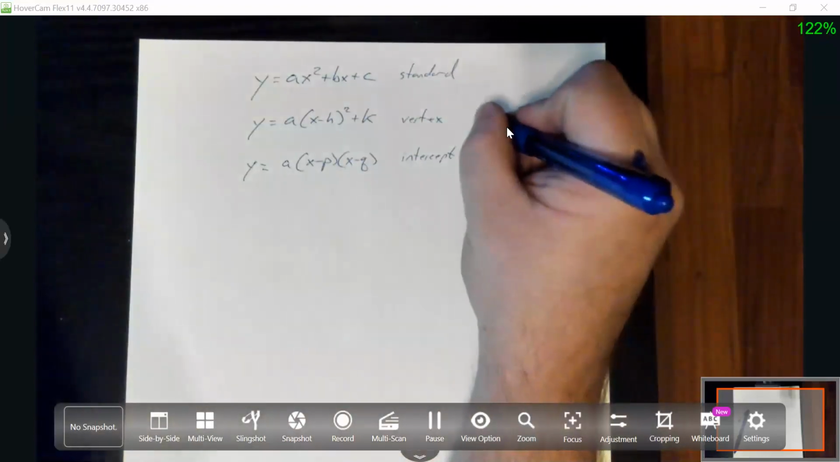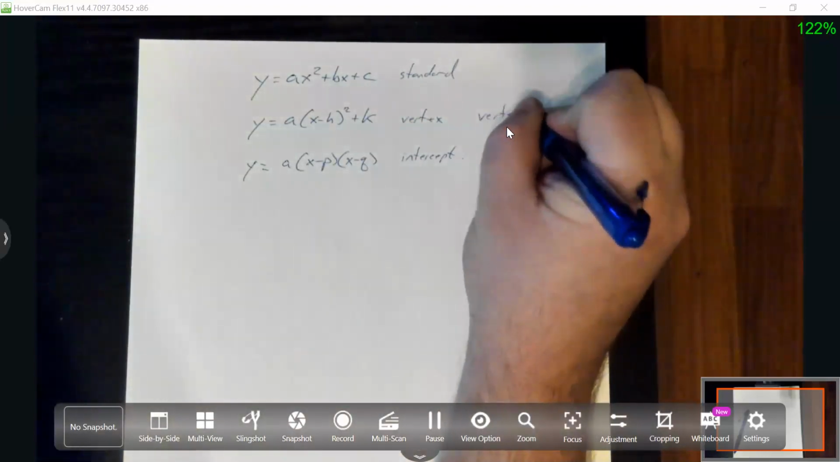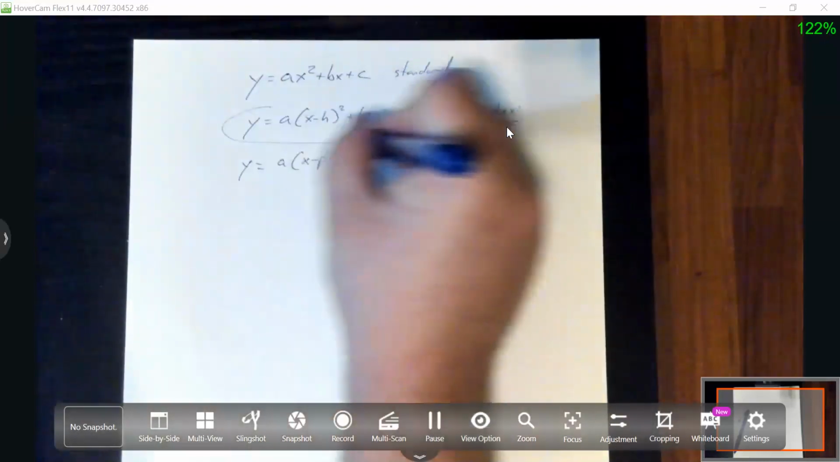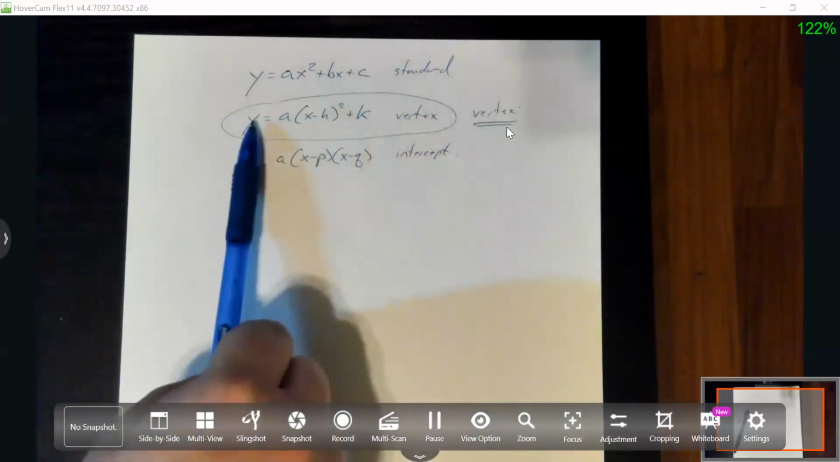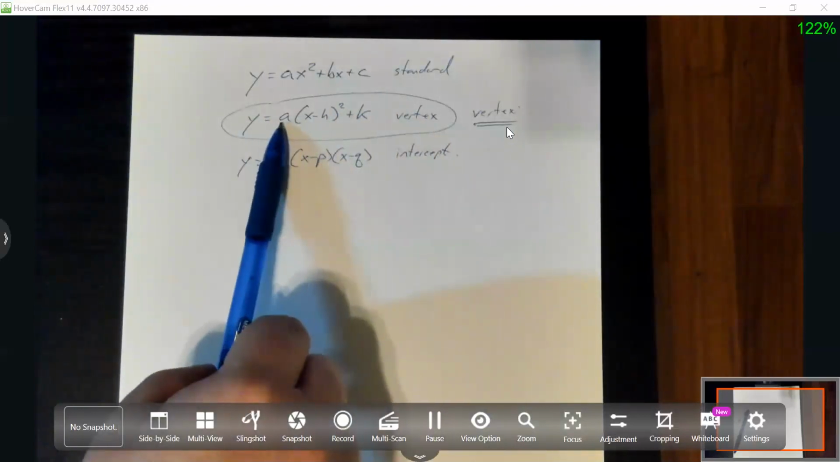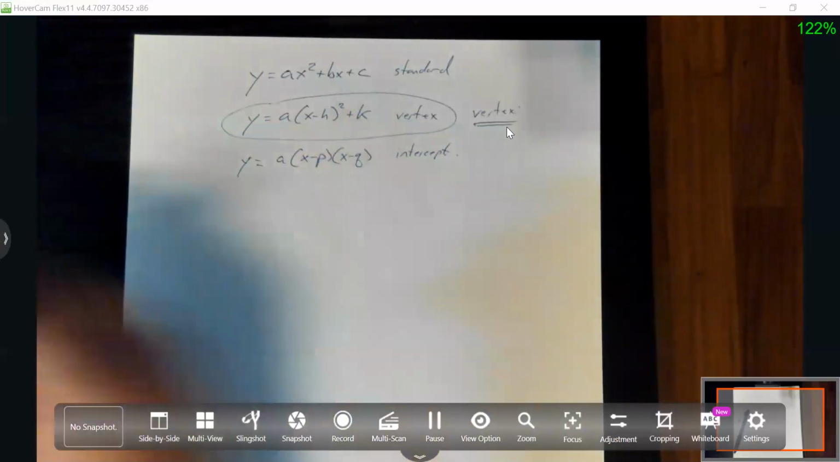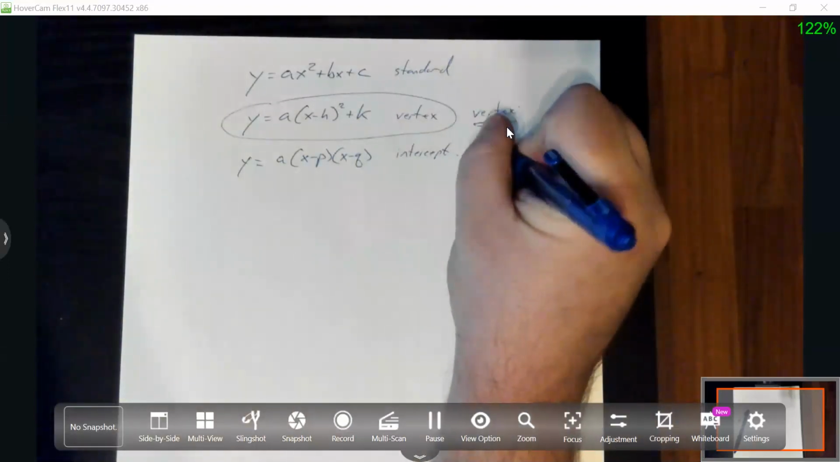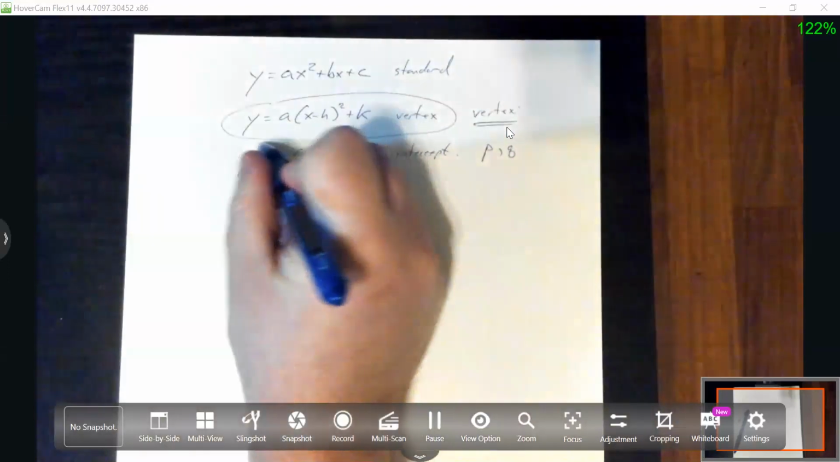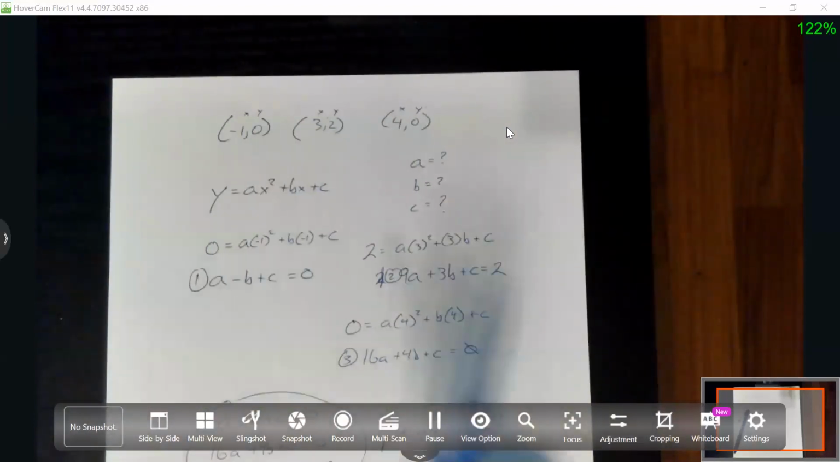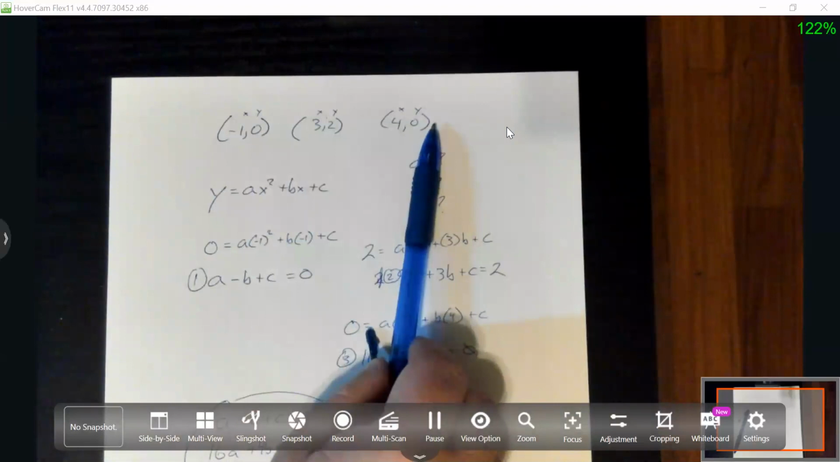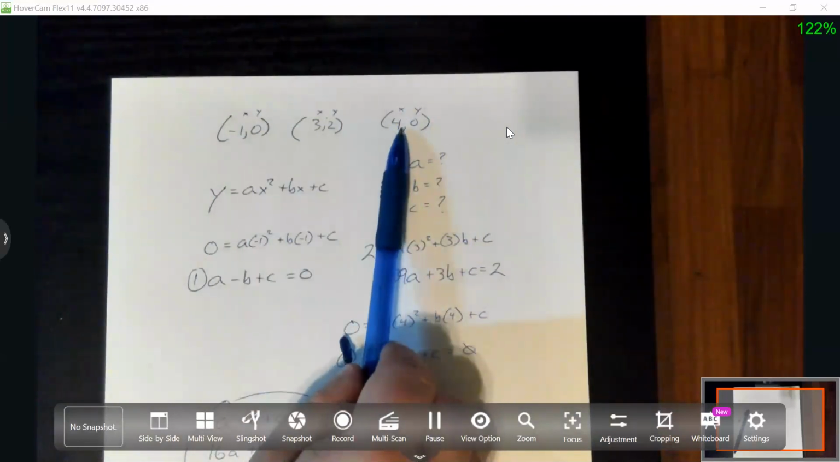However, if one of the points they give you is the vertex, then you should plug them into vertex form because it'll be much simpler. If you know h and k, and you have a point giving you x and y, it's a lot easier to figure out what the a value is. If they give you intercepts, if you can figure out what p and q are, then it's going to be a lot easier to do this with that one. So let's go back and look at that previous example. These 3 points, well, we don't know if any of them are the vertex, so we can't use vertex form.